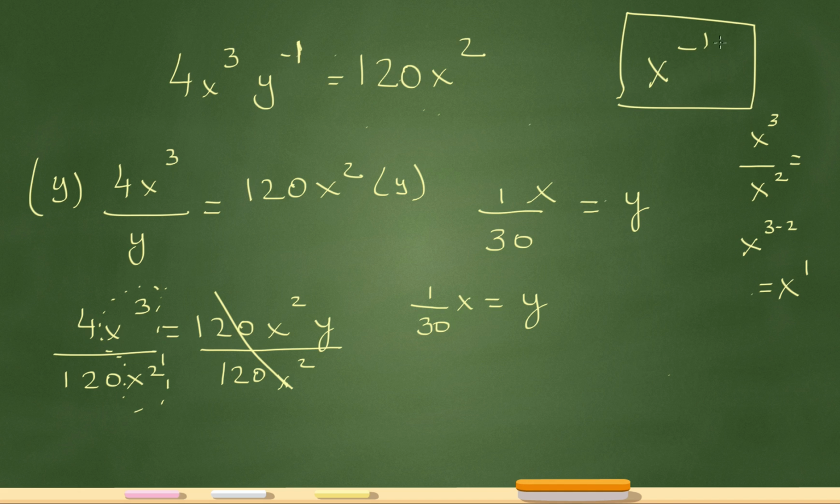My end goal is to get to x to the negative 1. So I'm going to try to get the x by itself first. And how can I do that? By multiplying this side by 30 and multiplying this side by 30. So that 30 cancels that out. You're left with x equals 30y.